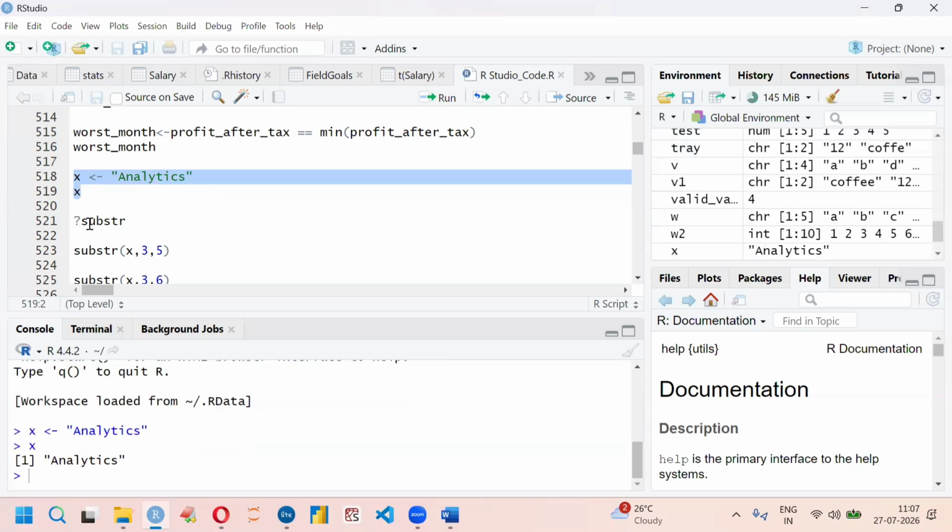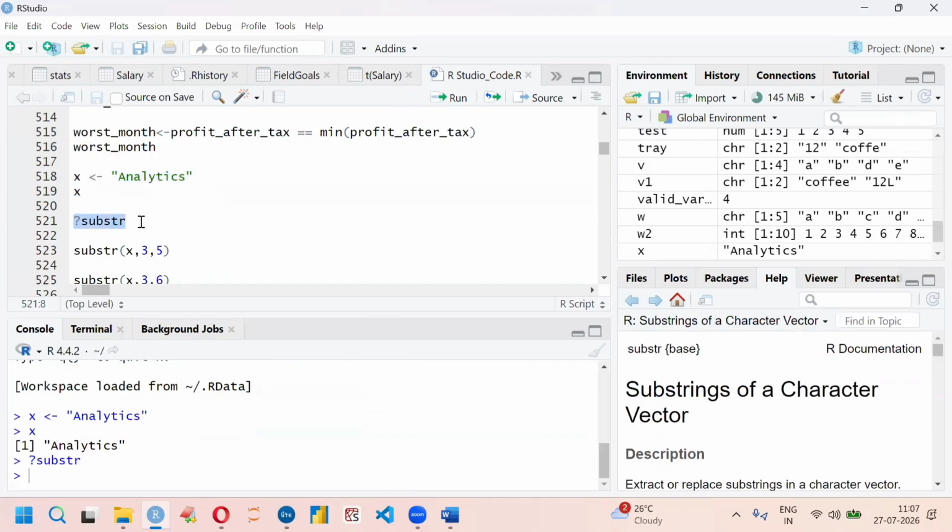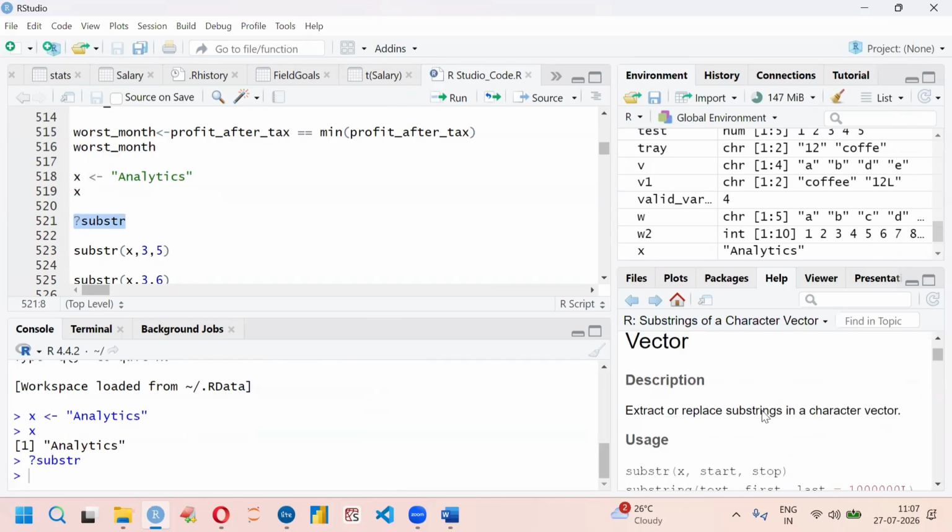Fine. And we have something called substring. Let us see what substring is. Let us search for it in the help window. What is substring? Substring of a character. This is a string, or you can say it is a character, and you can get a part of that character also. From analytics, I want a certain part, and I can get that part. So how to get it using this function substring?